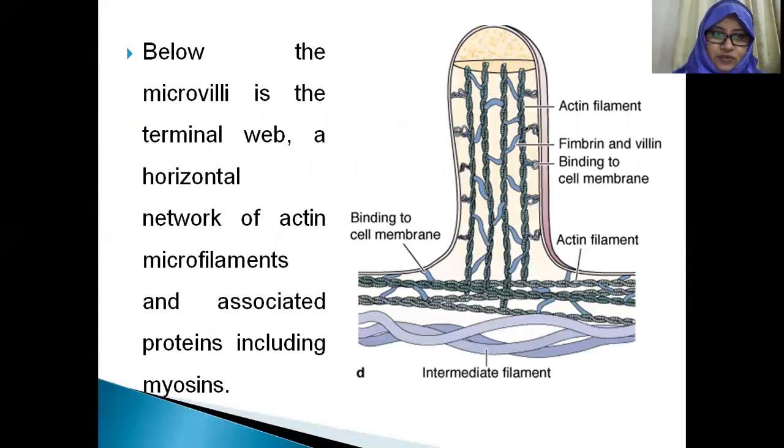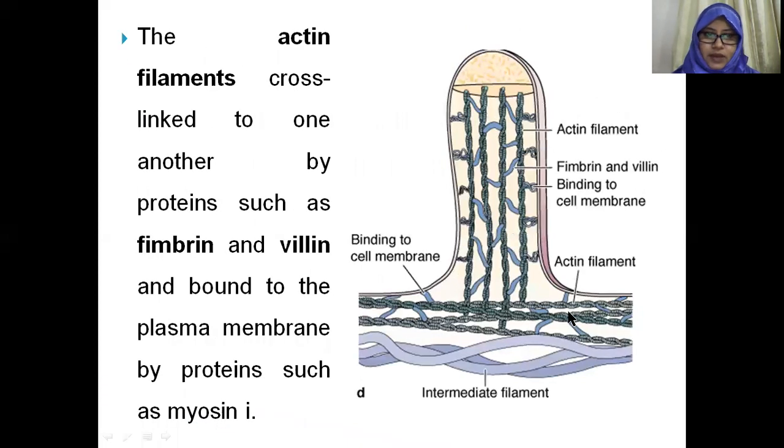Now the structure of microvilli. Below the microvilli is the terminal web, a horizontal network of actin filaments and associated proteins including myosin. The actin filaments are cross-linked to one another by proteins such as fimbrin and villin, and bound to the plasma membrane by proteins such as myosin I.